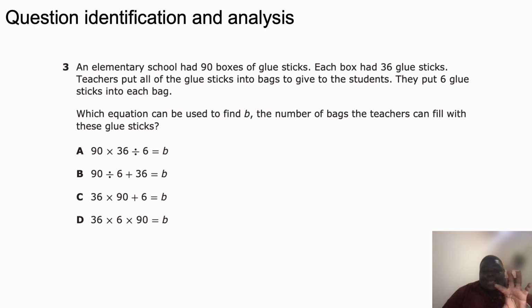We're going to get into the depth of this question on the next slide, but I do want to say that the correct answer choice is A, because you have 90 times 36 divided by 6 equals B. So you're finding in terms of B, this is the correct equation.